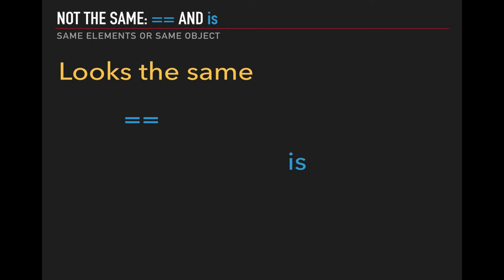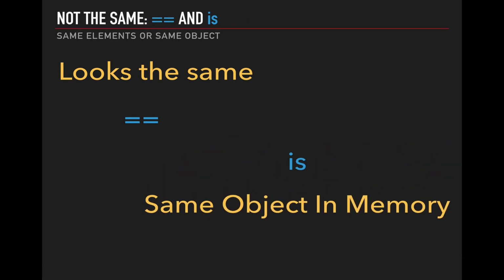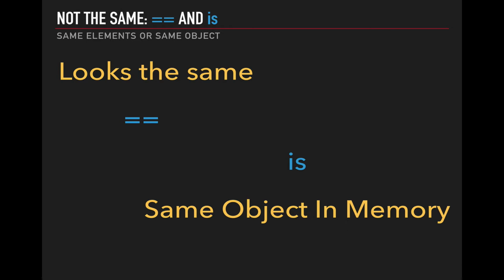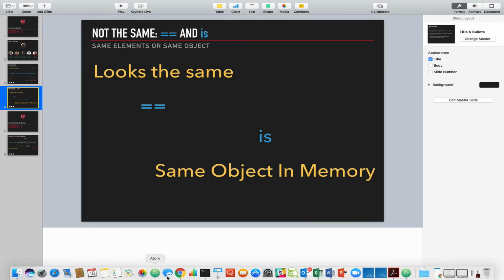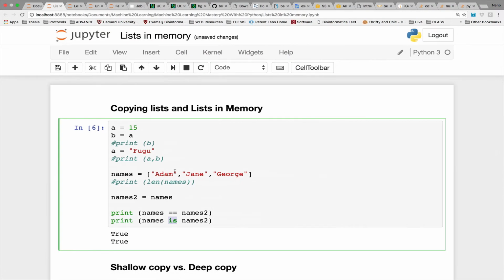So let's say you have a list that has 1, 2, 3. It's just going to check whether those elements are identical, so whether they look the same. But what it is going to do is check whether that is exactly the same object, so the same object in memory. Okay, and we're going to understand how this works really quickly right now. This is not too complicated.